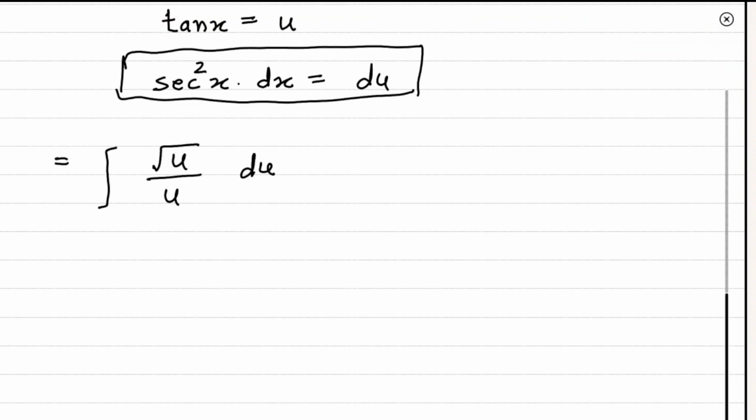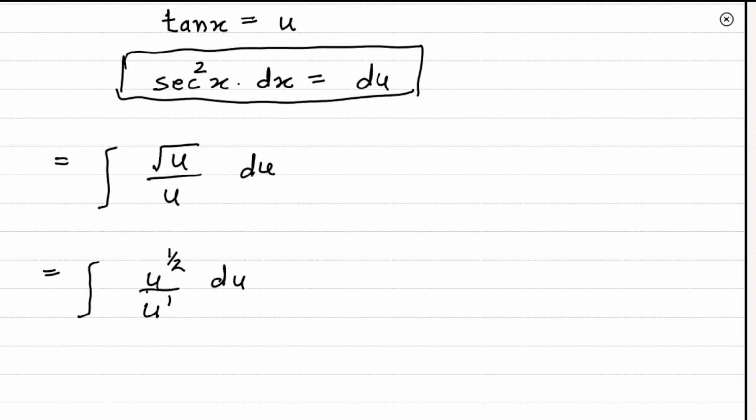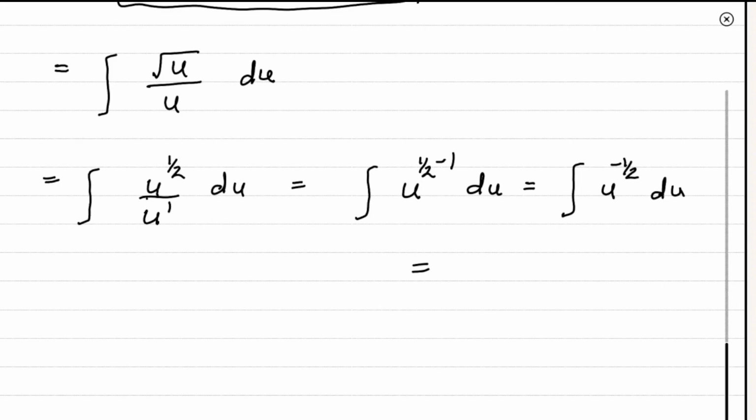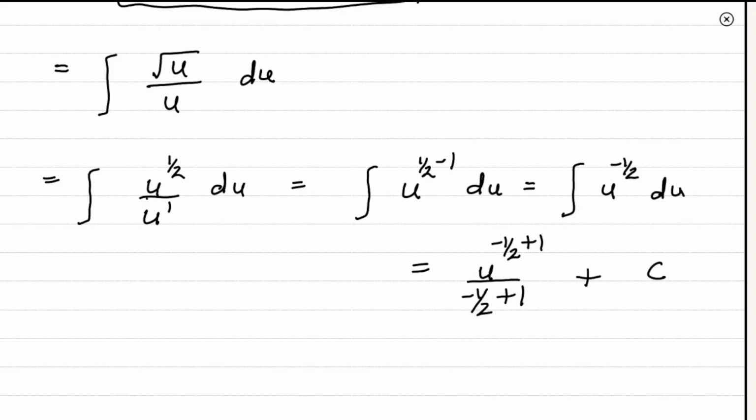Now we can simplify this using the law of indices or law of exponents. This square root of u is nothing but u to the power half, divided by u to the power 1, with respect to u. Since the base is the same and it's getting divided, we can subtract those powers. So we have half minus 1 with respect to u, and we know half minus 1 is nothing but minus half. Now we can just apply the basic algebraic formula of integral. So the integral of this is u to the power minus half plus 1 divided by minus half plus 1, plus constant of integration c.